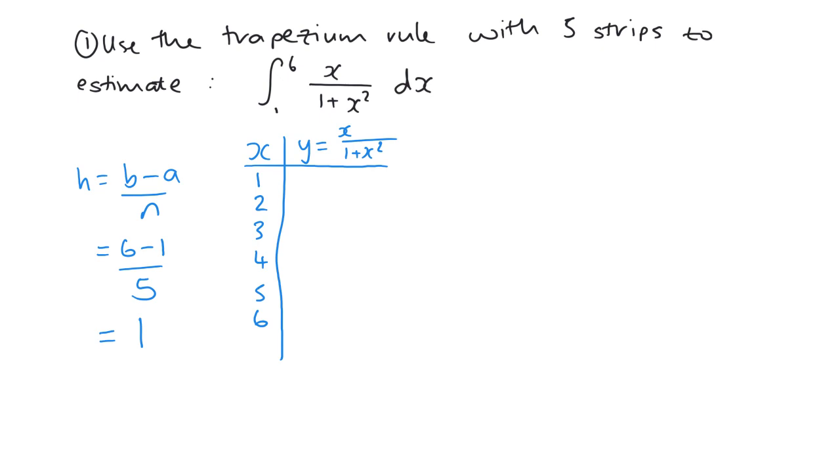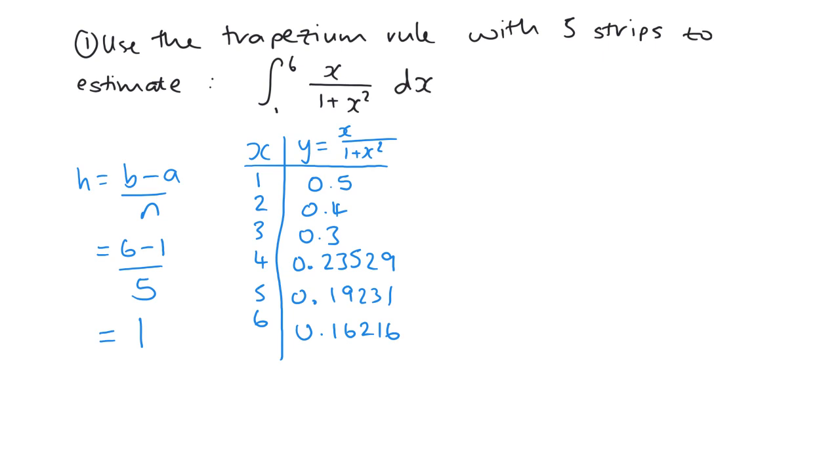So we do 1 over 1 plus 1 squared and we get 0.5. Then put in 2, 3, 4 gets a bit messier. So again, remember to do it to at least 4 decimal places. I've done it to 5 here. Okay, so let's put in all our x values to find our corresponding y values.